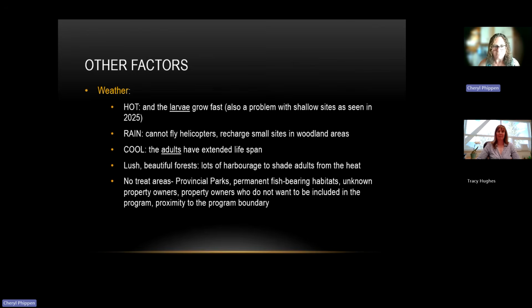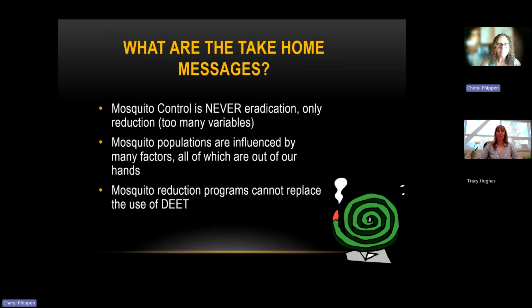So we have those lush, gorgeous forests that are great shade for the adults to hide from the heat during the day. And then no treat areas, provincial parks, permanent habitats, property owners, all those things we've already talked about.